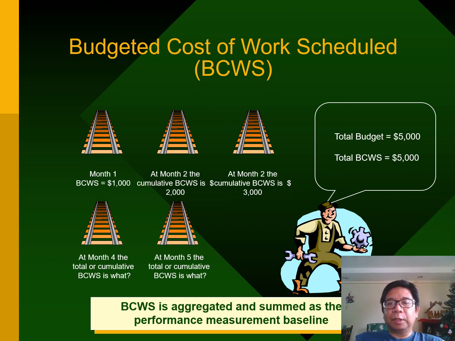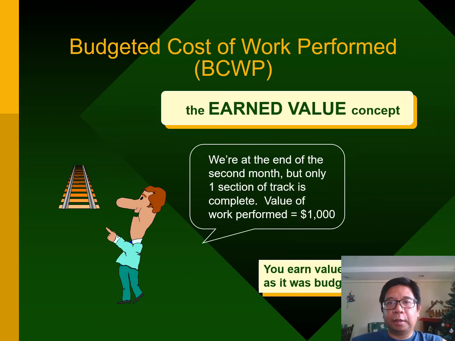Okay, so what do you think will be the total budgeted cost of all the work scheduled at month 4? If you said 4,000 US dollars, then you're correct. If it's at the end of month 5, what should be the total budgeted cost of all the work that I scheduled? Yes, 5,000 US dollars. Okay, so we're done with BCWS.